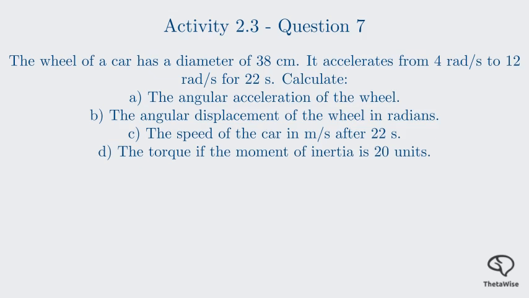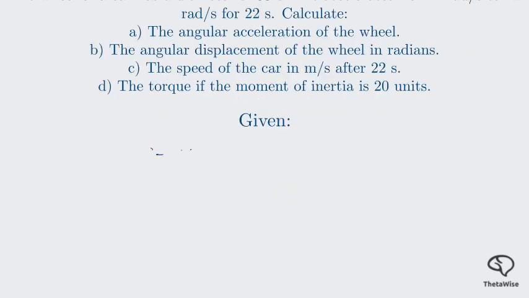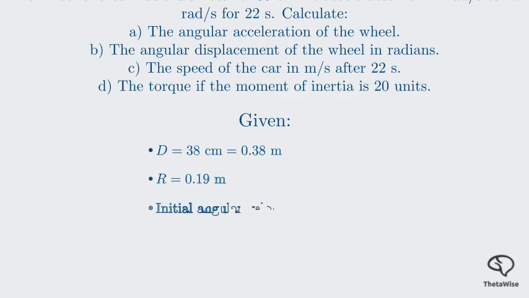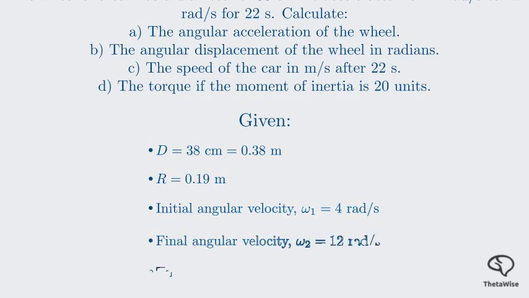Let's list the information we are given. The diameter d is 38 centimeters, which is 0.38 meters. This makes the radius, r, 0.19 meters. The initial angular velocity, omega 1, is 4 radians per second, and the final angular velocity, omega 2, is 12 radians per second. The time, t, for this acceleration is 22 seconds.